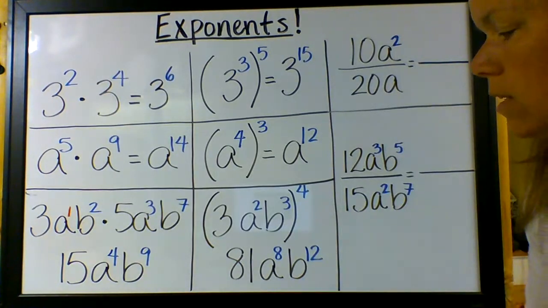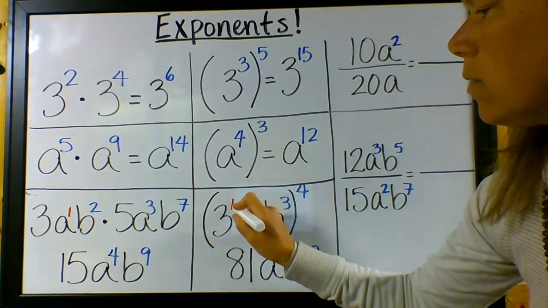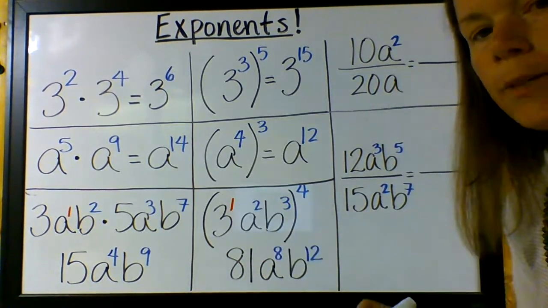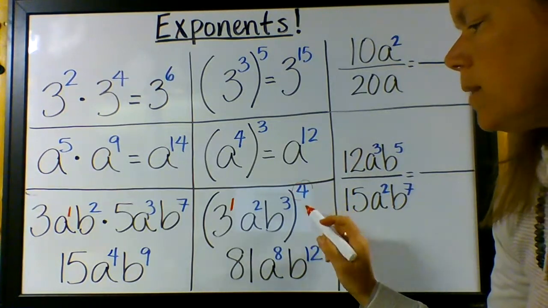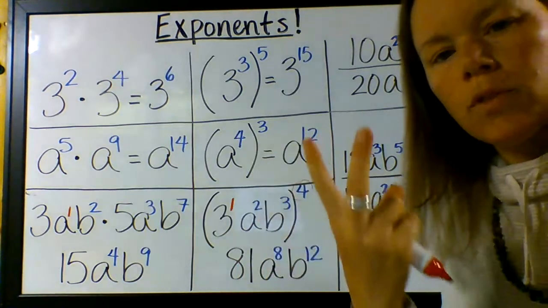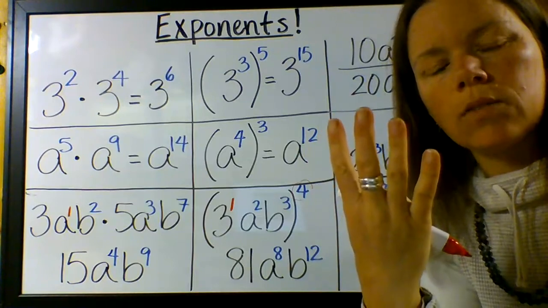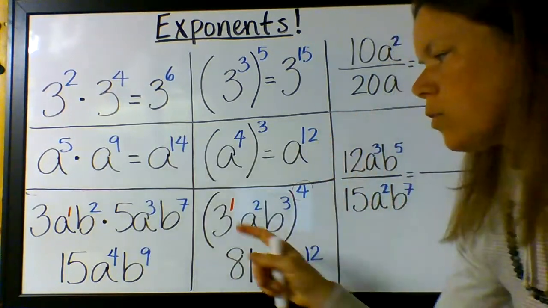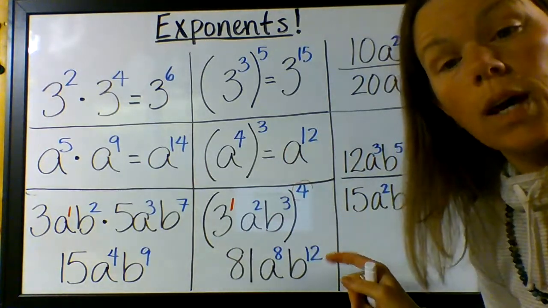So this, we've got another invisible exponent here. Let's show it. We've got an invisible 1 right there. And really this exponent, this 4 on the outside, means that we would have 3a squared b to the 3rd times 3a squared b to the 3rd times 3a squared b to the 3rd times 3a squared b to the 3rd. So we'd have those 3 times 3 times 3 times 3, 4 times, right?